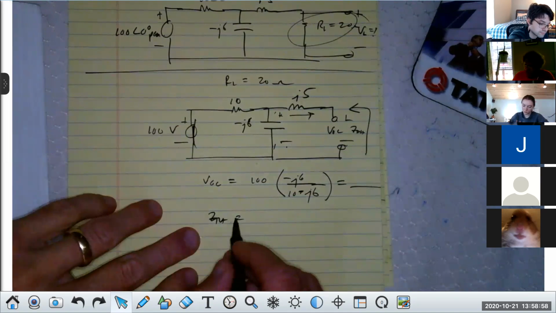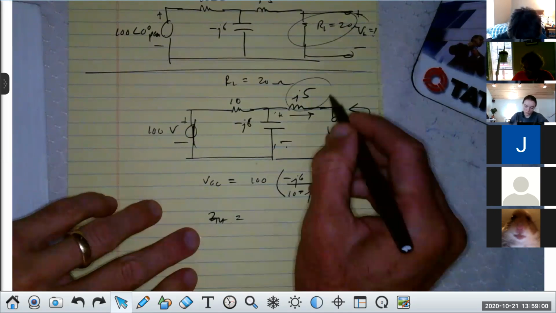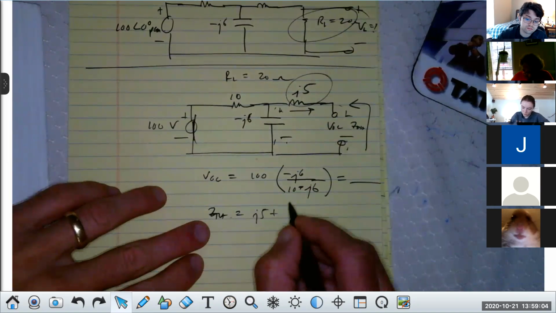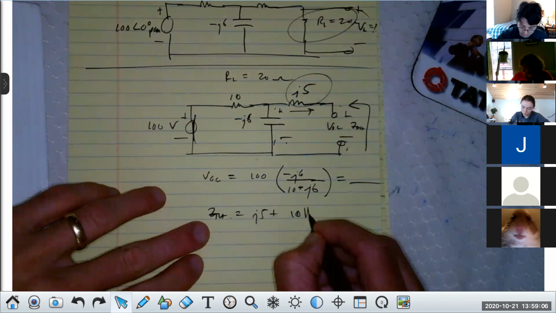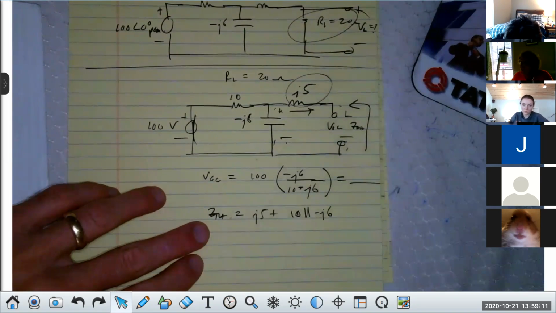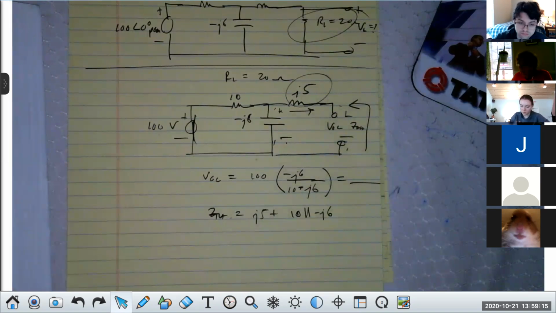Therefore, Z Thevenin here would be J5, right there. And then it would be plus the parallel combination of 10 in parallel with minus J6. I'm just going to write it down like that. Do you agree with that? Yeah. Yes. I mean, nod, thumbs up, anything.